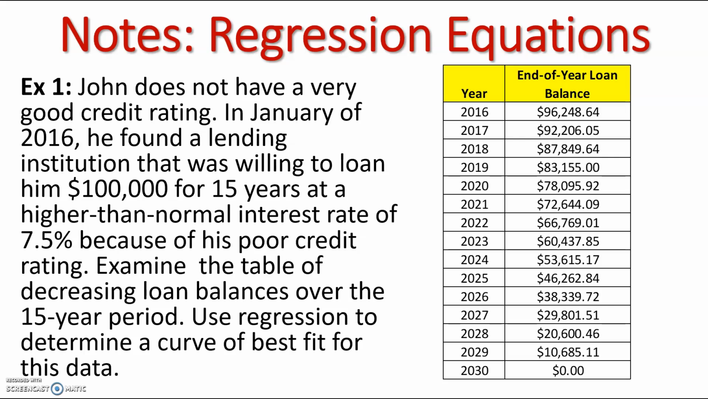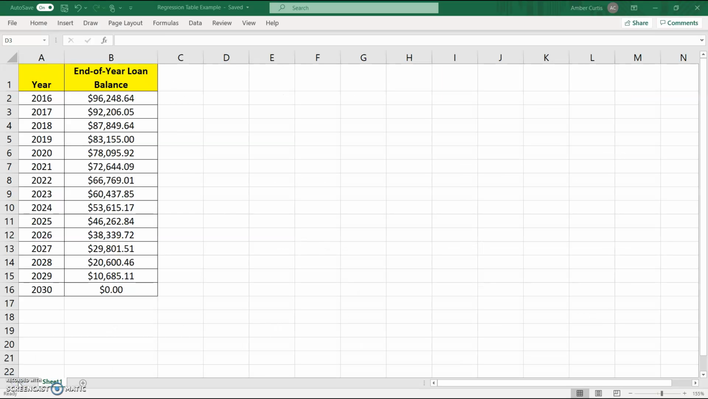Examine the table of decreasing loan balances over the 15-year period. Use regression to determine a curve of best fit for this data. The best way to do this is going to be using a spreadsheet software, for example, Excel or Google Sheets. In this case, we're going to model this using Excel.